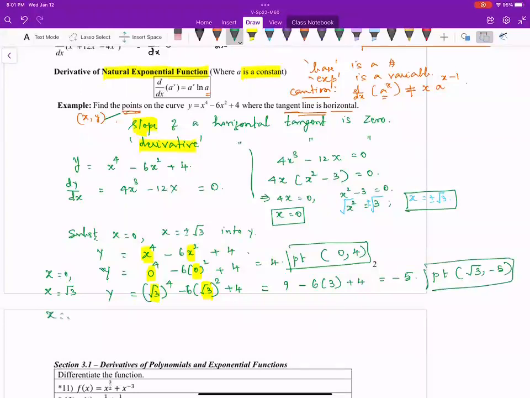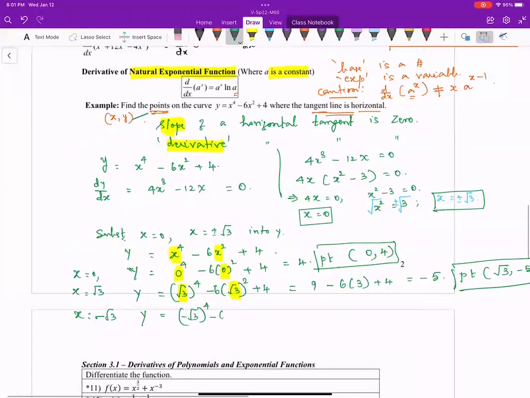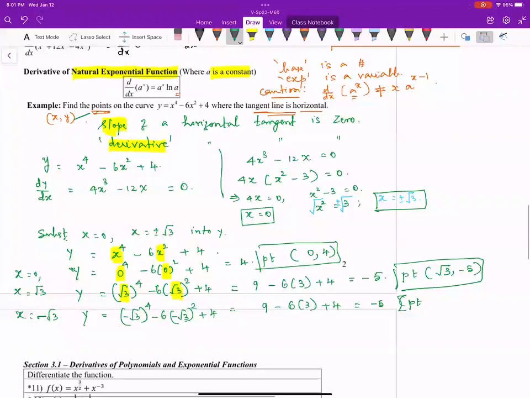Same way, when x equal to negative root of 3, y would be equal to negative root of 3 to the power 4 minus 6 times negative root of 3, the whole squared, plus 4. It should be again 9 minus 6 times 3 plus 4, which is again going to be negative 5. So what is the corresponding point? It is ordered pair x comma y. x is negative root of 3. What is y? Negative 5.